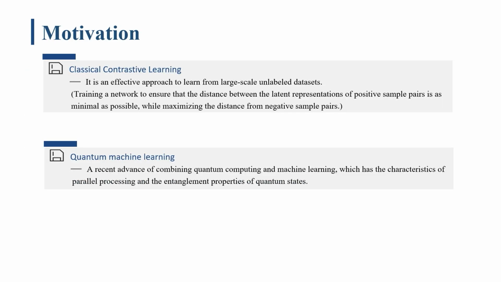Another one is classical contrastive learning, which we know is a very good solution to learn a better encoder from unlabeled data sets. But there is also a challenge, since contrastive learning is trying to train this encoder. So another solution is to consider quantum machine learning. This solution combines quantum computing and machine learning and can use some of the properties of quantum states.